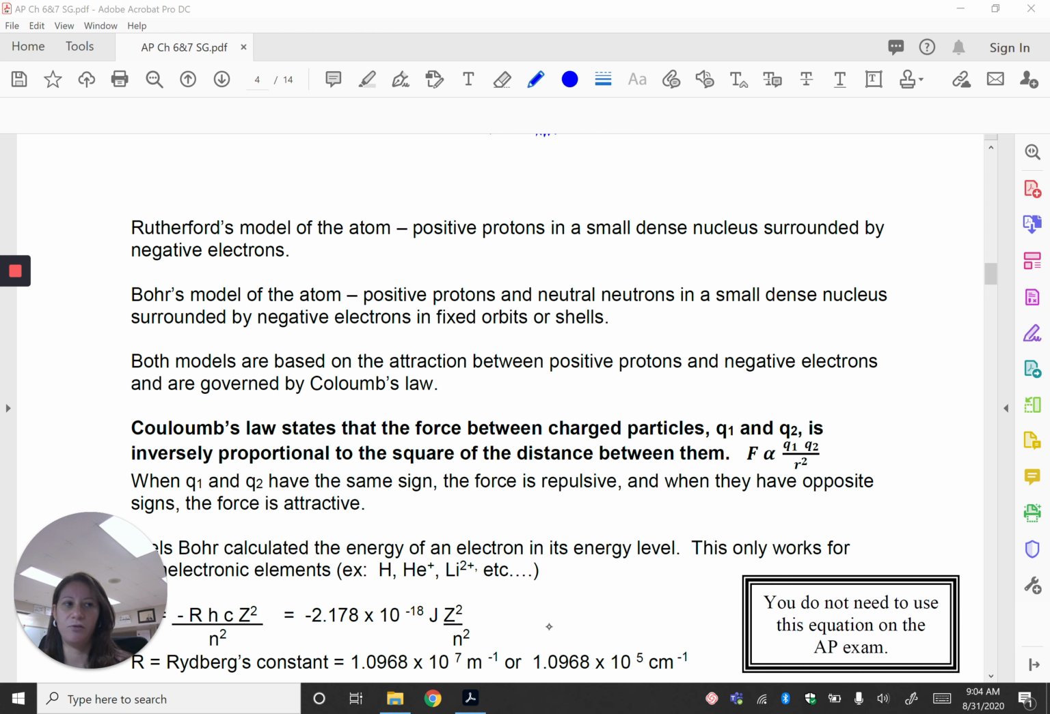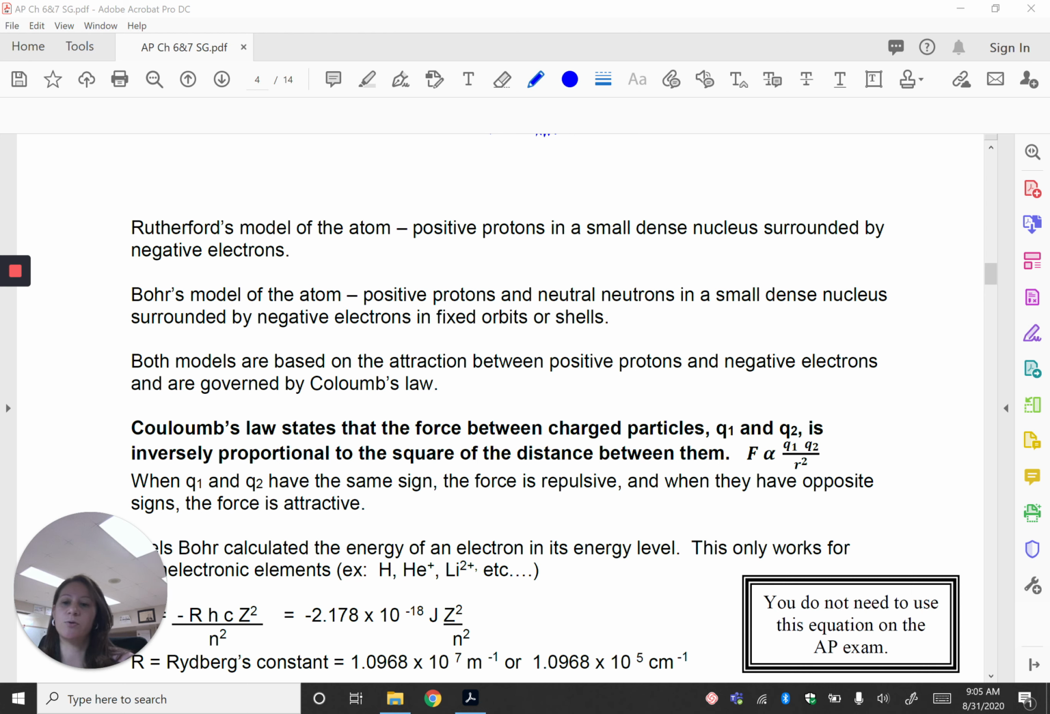Remember, if the nucleus was the size of a tennis ball, the radius of the atom would be like a football field. So the nucleus is extremely small and dense. And we have the negative electrons still around, but he also added that we have these fixed orbitals or shells. Both models are based on the attraction between the positive nucleus and those negative electrons. That attraction, we call it Coulombic attraction.